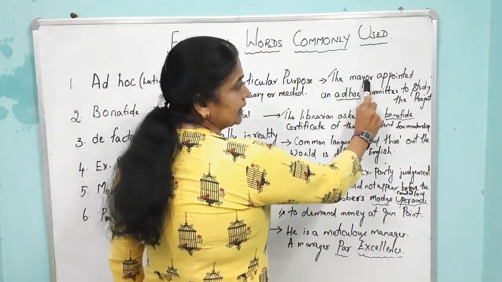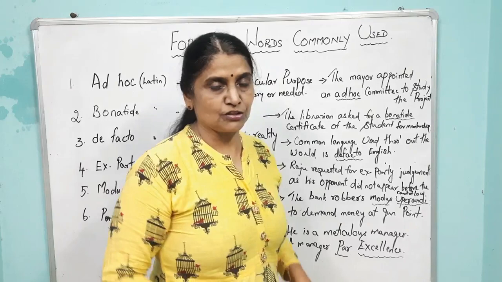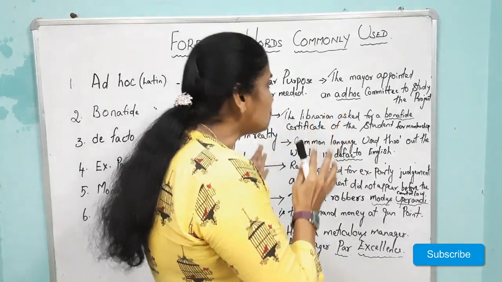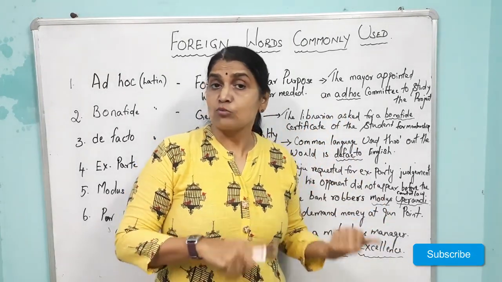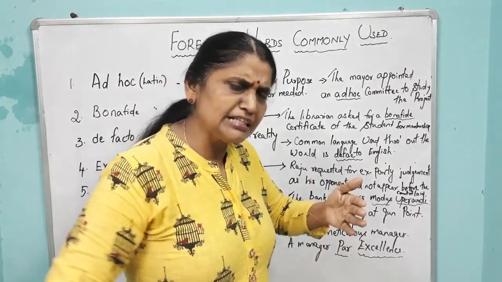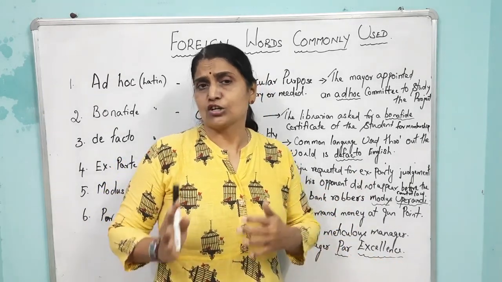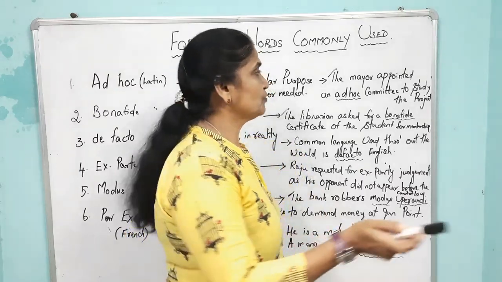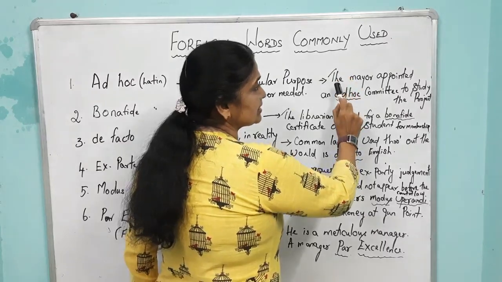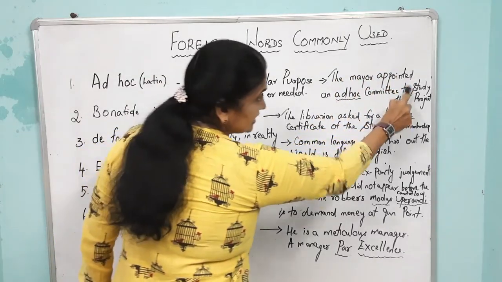Now see, the mayor appointed an ad hoc committee to study the project. So he appointed an ad hoc committee. That means it is very important, necessary. For what purpose has he appointed the committee? To study the project. He wants a complete report: whether the project is feasible, whether it can be worked out, what the cost is, everything he wants to know. That is the reason why he has appointed a committee for the purpose of studying the project.